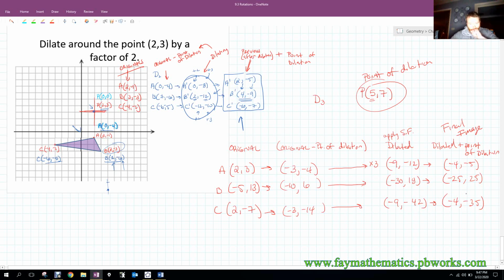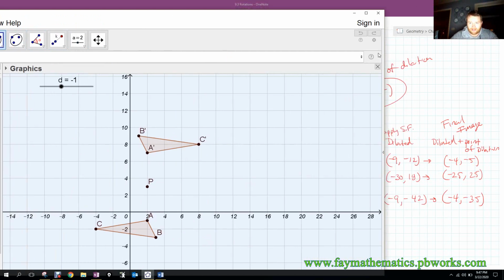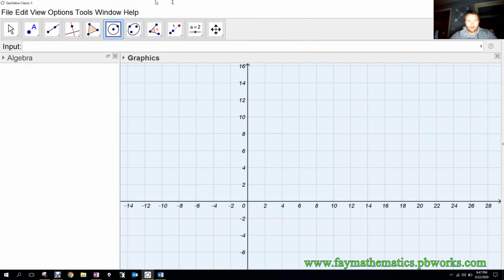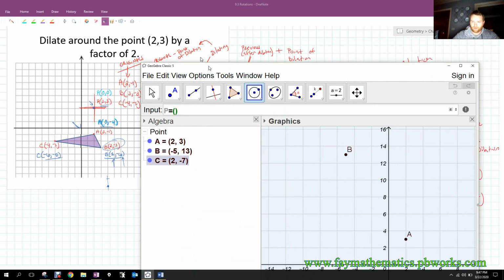So let's go through and use GeoGebra to see if what we did makes sense, if it all pans out. We'll start with a blank one here. We had A was 2, 3, B was negative 5, 13, C was 2, negative 7. Point of dilation was 5, 7.